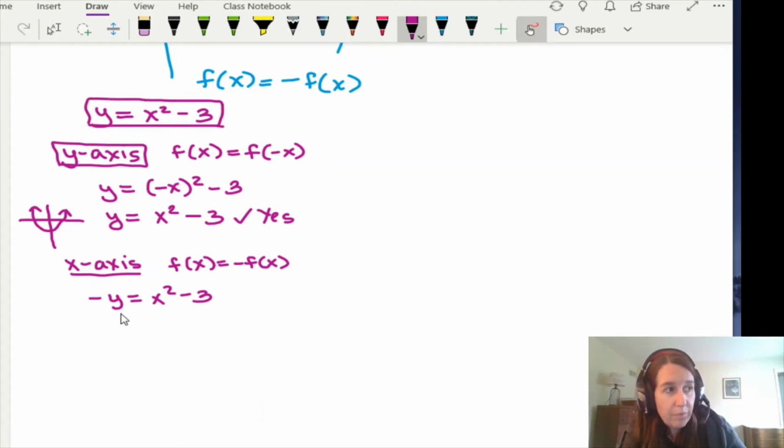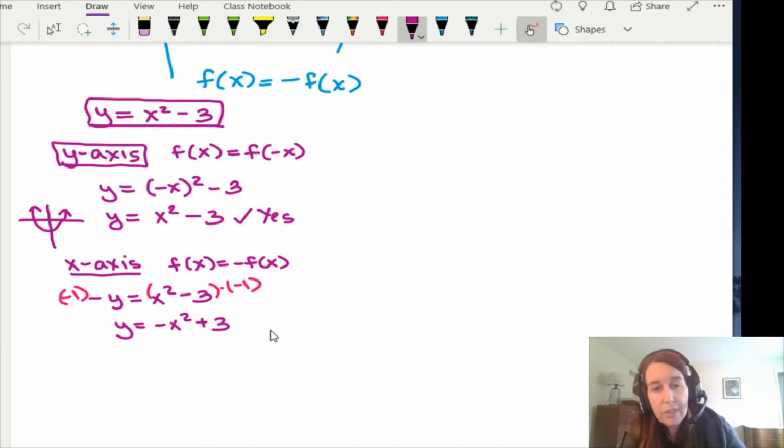And so now we have to compare that to the original. It's probably pretty obvious that they're not the same, but to show that, multiply both sides by negative 1. And that would be the whole side here. So therefore, negative 1 times negative y is y. And then multiply the negative 1 to each term, negative x squared plus 3. Notice that no, those are obviously not the same equation. It is not symmetric about the x-axis.